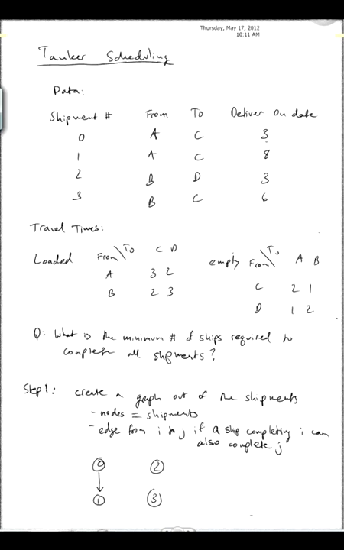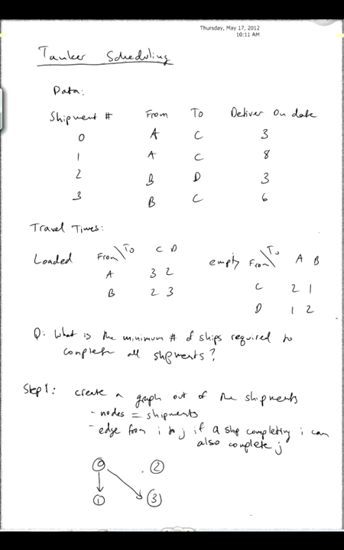It's going to be in port C on day 3. Then it has to travel from C to B, which takes 1 day. So it'll be on B on day 4. And then it has to go from B to C, which is going to take 2 days when it's loaded, which means it can be at C on day 6. And that's also when the delivery date is. So yes, a ship that completes shipment 0 can also complete shipment 3. So we're going to add that edge from 0 to 3.